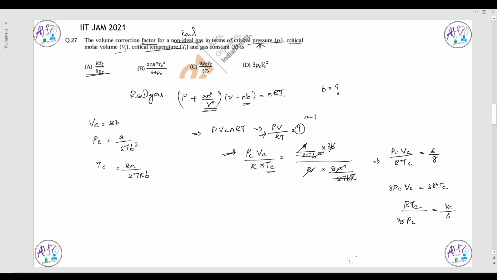We know that Vc is equal to 3b. Again, substituting, RTc by 8Pc will be equal to 3b by 3, so the 3s will be cancelled. So your volume correction factor is equal to R into critical temperature by 8 times your critical pressure. This is the volume correction factor value. Okay, likewise option B is for your pressure correction factor. This is the correct answer. So if you know all these things, you can straight away mark this one. If not, you have to know the formulas.